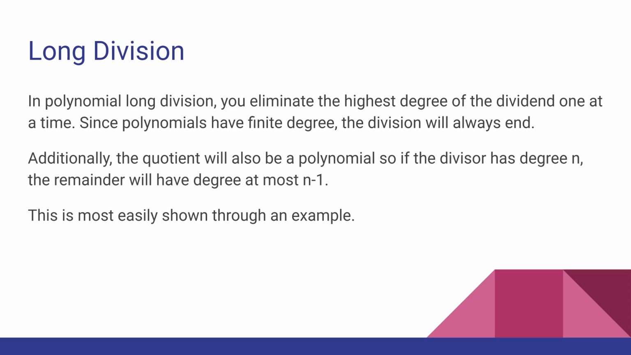basically use the regular thing where we have a garage, which basically looks like a square root sign without the tail. So you basically eliminate the highest degree of the dividend one at a time, and since the polynomials have a finite degree, the division will always end. And since the quotient will also be a polynomial, if the divisor has degree n, the remainder will have a degree of at most n minus 1.